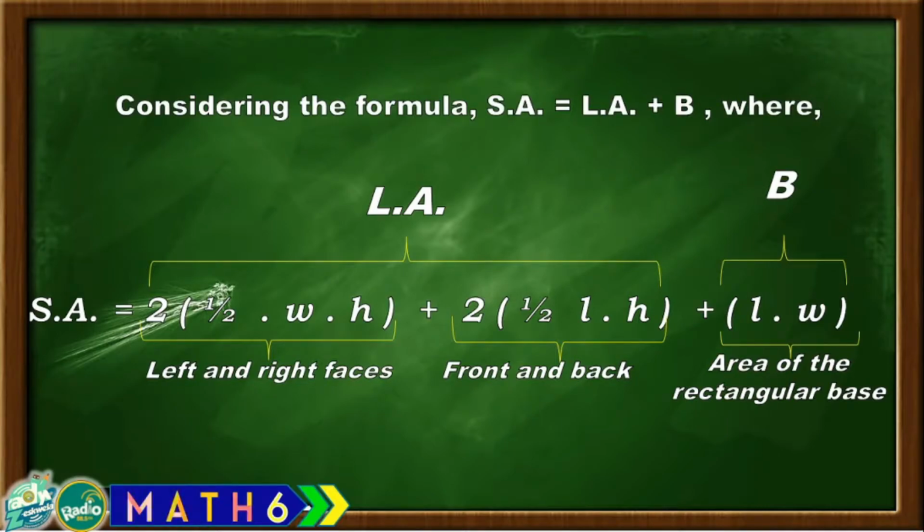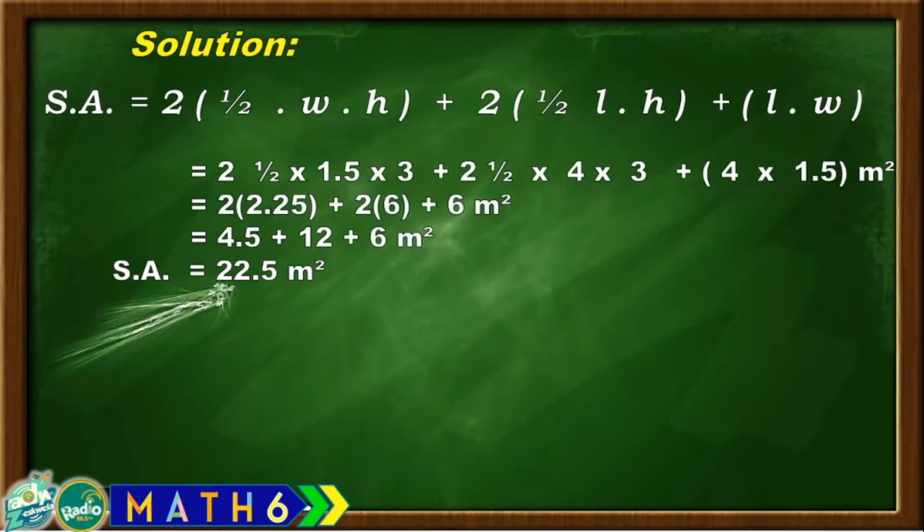Considering the formula, surface area equals lateral area plus base, where the lateral area is 2(1/2 times width times height), which is our left and right faces, plus 2(1/2 times length times height), which is our front and back, plus length times width, which is our base, the area of the rectangular base. Now let's proceed to our solution. We have surface area equals 2(1/2 times width times height) plus 2(1/2 times length times height) plus length times width.